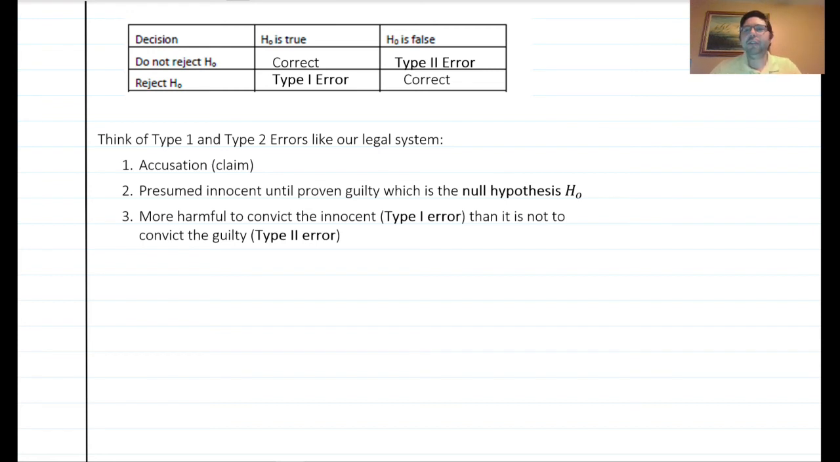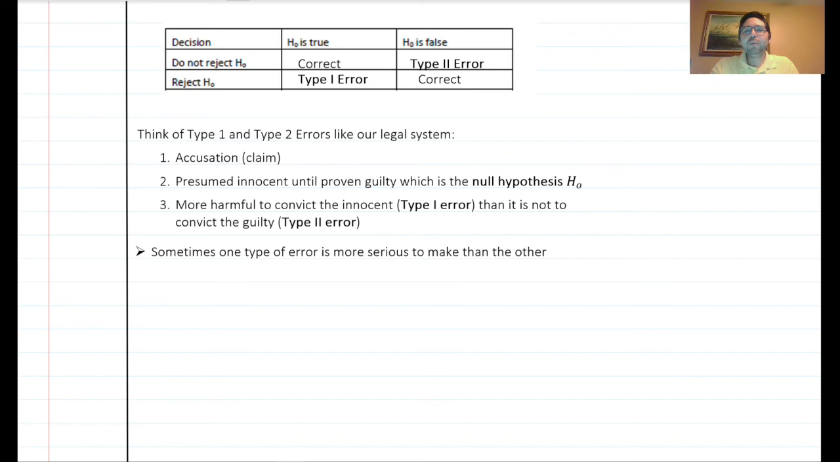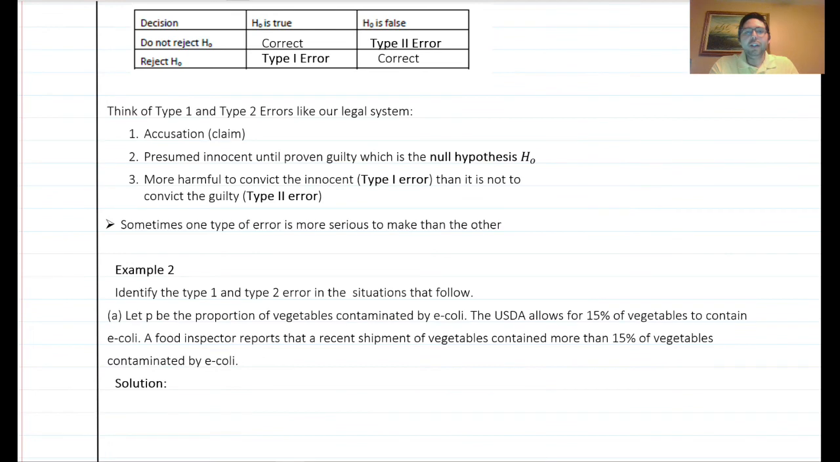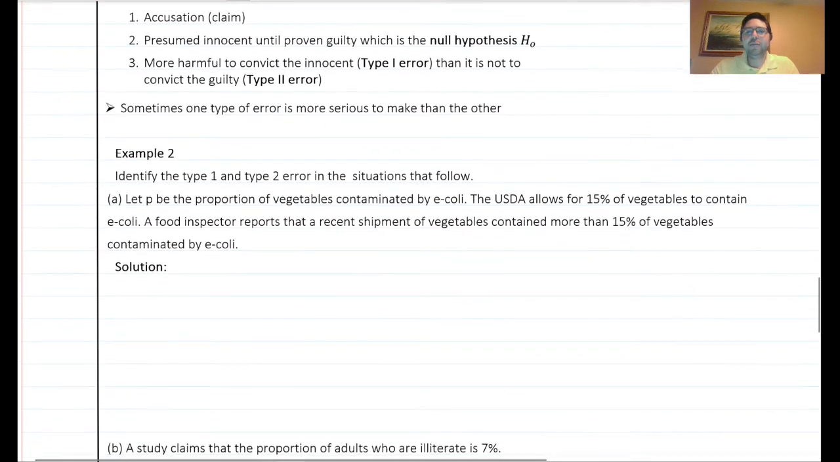So, just to give you an idea of what it looks like in the real world, just an analog. Sometimes one type of error is more serious to make than the other, which is what we talked about earlier. So let's look at another example. Identify the type 1 and type 2 errors in the situations that follow.